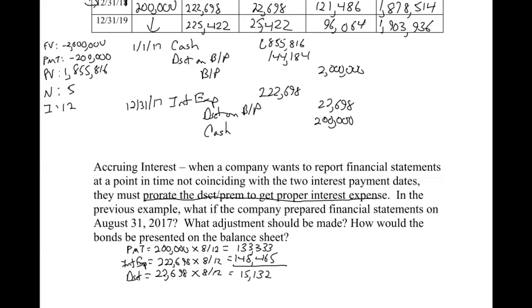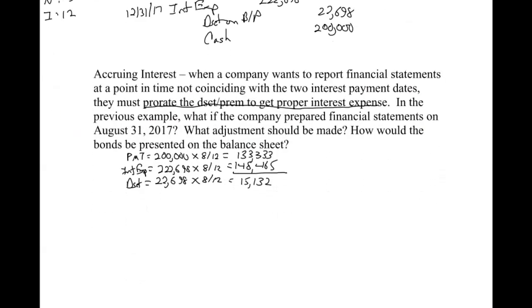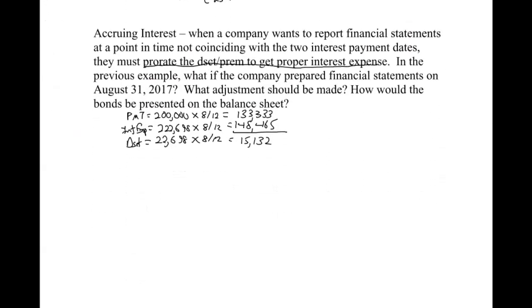If I'm going to do an accrual journal entry, I'm still going to recognize interest expense, because interest is a function of time and that time has elapsed. I'm still going to amortize the discount for 8 months, but now instead of cash as my credit, I'm going to say interest payable. Let me scroll down where I have a little more room. So on 8/31/17, this is my accrual journal entry.